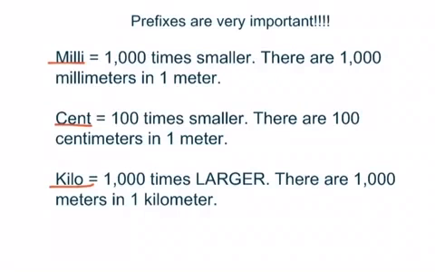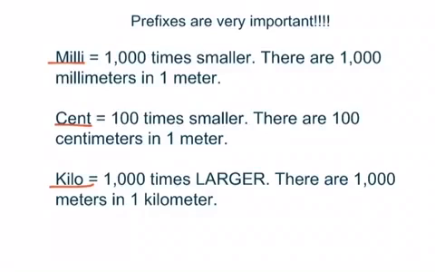The prefixes in these words are critical. You're going to see these prefixes repeat themselves in all of the metric systems, whether it's capacity or mass or whatever. So every time you see the prefix milli, that milli means 1,000 times smaller, and the smaller is also very important. So for example, there are 1,000 millimeters in 1 meter.